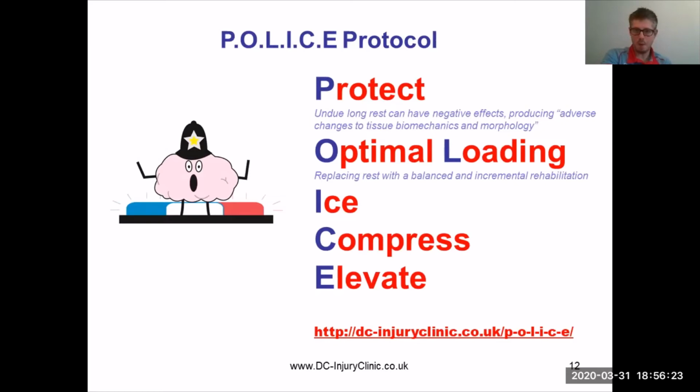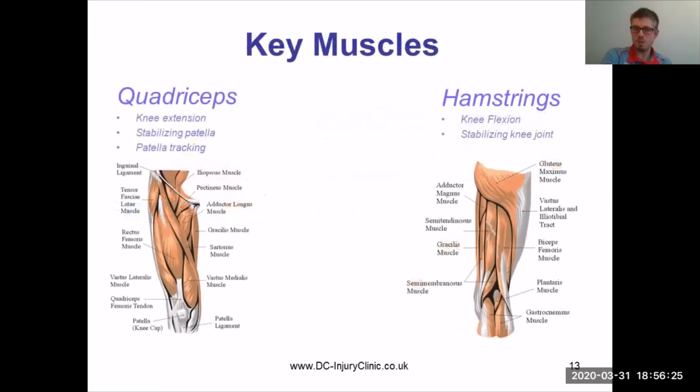And there's a blog link at the bottom there if anyone wants to read a bit more about the whys of that approach. So key muscles, there's a few key muscles really. The quads at the front, your thighs, they're extending the knee and stabilizing your kneecap and keeping the patella nice and centrally. So as we bend and straighten the knee, the kneecap should stay relatively central in its groove. And then the hamstrings at the back, which are flexing the knee, so bringing your heel to your backside, but they're also stabilizing the knee joint.